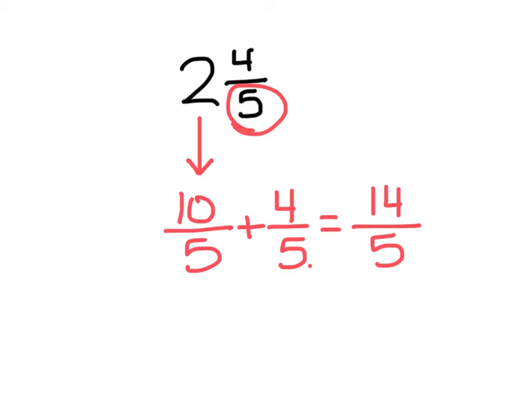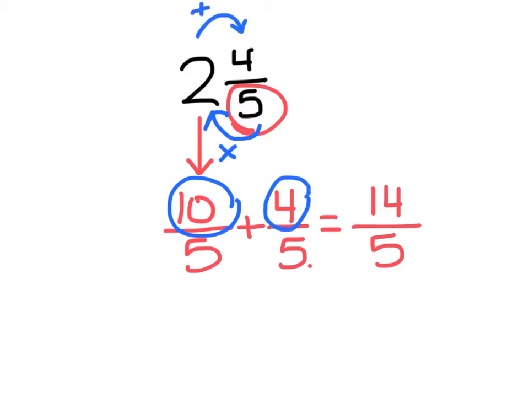Now there is a shortcut. Instead of rewriting 2 as 10 fifths, we would do 5 times 2. That got me this 10. Once I've done 5 times 2, I will add 4, which is this number right here. 5 times 2 is 10, plus 4 is 14, and my denominator stays the same as the original 5.